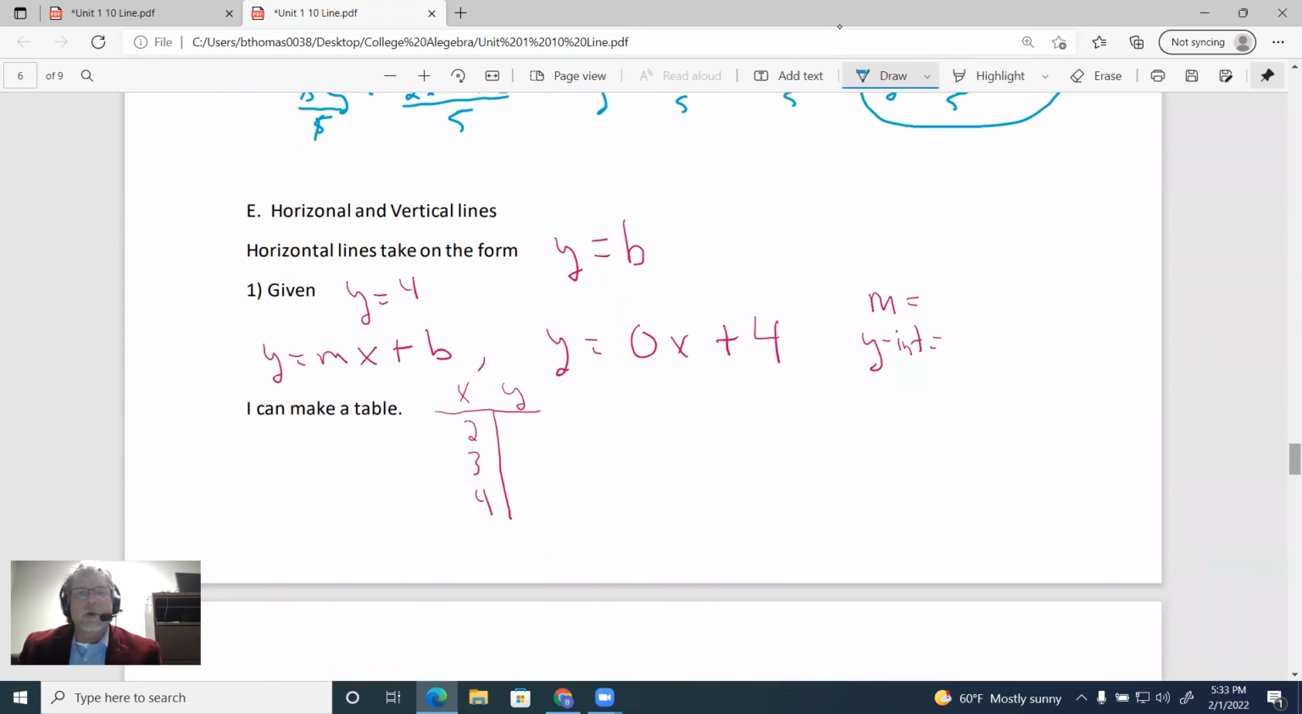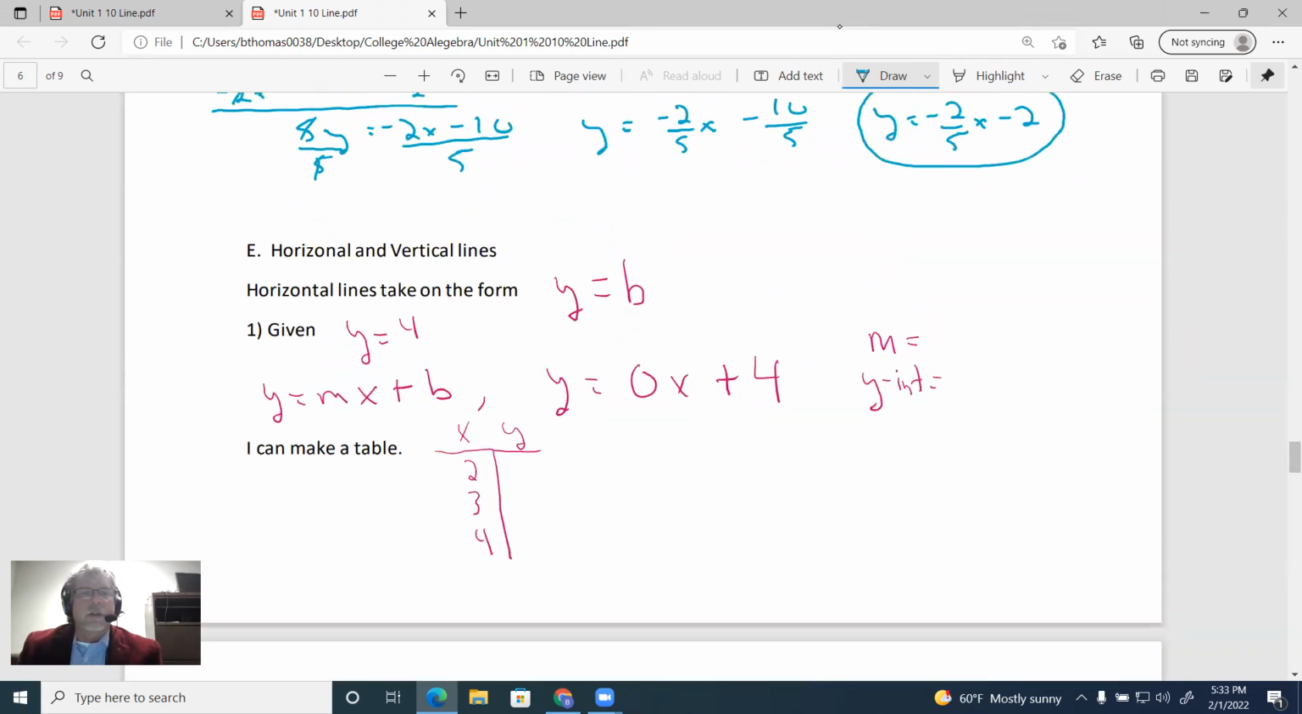Another thing we're going to be coming across are horizontal and vertical lines. A horizontal line is going to take on the form of y equals b. So notice how there's not going to be a coefficient of x. It's just going to have the y-intercept in the problem. If I give you the example y equals 4, in slope-intercept form it's y equals mx plus b. But since the x is gone, that means the coefficient of x must be 0. And the b was a positive 4. So we have a slope of 0 and a y-intercept of 4.